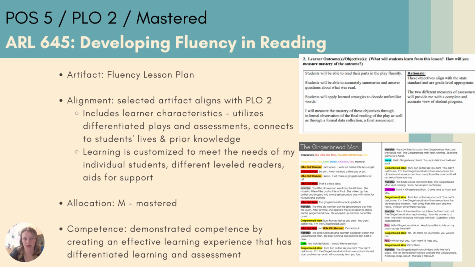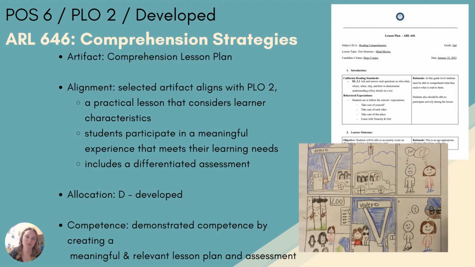The next artifact also aligns with PLO2, and this was also from a reading course, ARL 646, Comprehension Strategies. The artifact was a comprehension lesson plan. It focused on students being able to answer and ask the W questions like who, what, where, when, to better understand key details in a text. It taught the students how to create visuals or mind movies in their heads as they listened to a story or as they were reading a story.